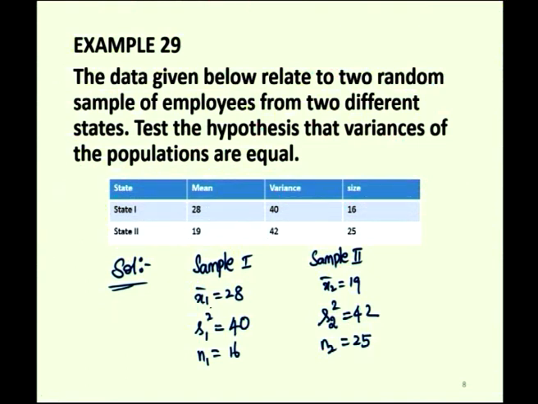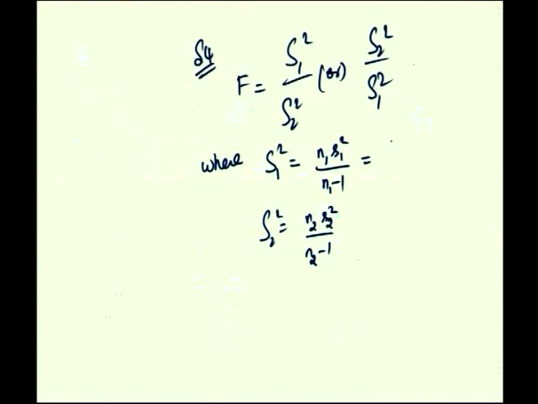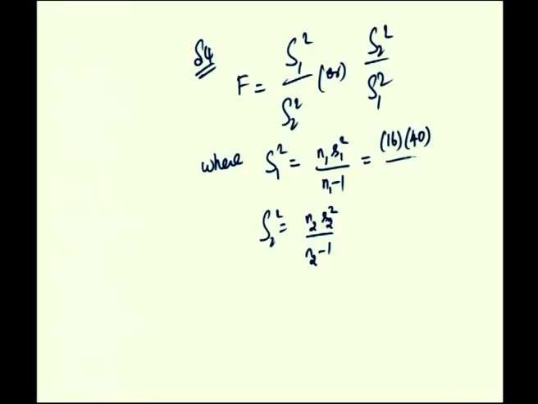x1 bar is information which is irrelevant to this problem. We need only n1 and s1 square. So, n1 is 16 and s1 square directly is 40. You need not square 40 again, it is a squared value, and then 16 minus 1, which is equal to 42.667.